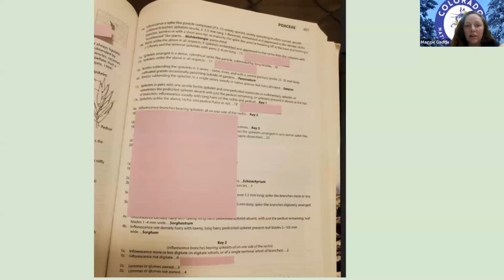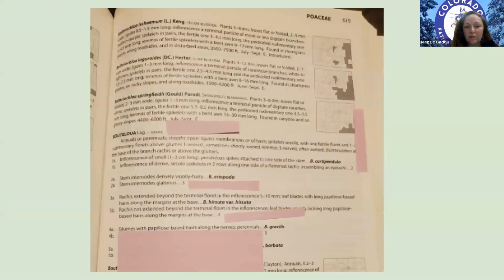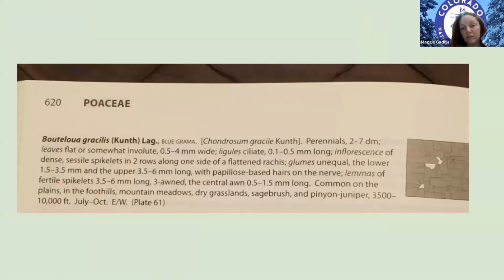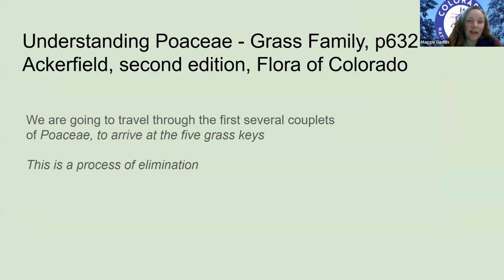And also I'm going to go through all of these first couplets in the Poaceae key, because it's really not that hard to get through the first page of the Poaceae key, because it's all a process of elimination. And so if later you want to explore this, I've keyed out Bootaloo or Grassless with these little post-it notes. So without further ado, this is the last part, which I just added. I would love your feedback. But let's go travel through the first several couplets in Poaceae in the second edition Ackerfield.